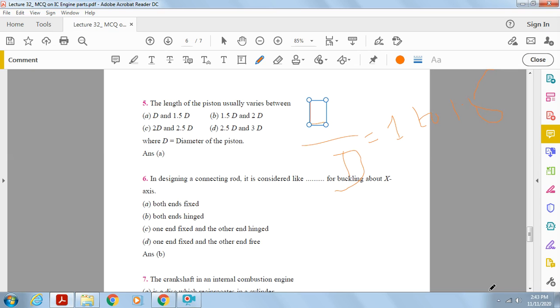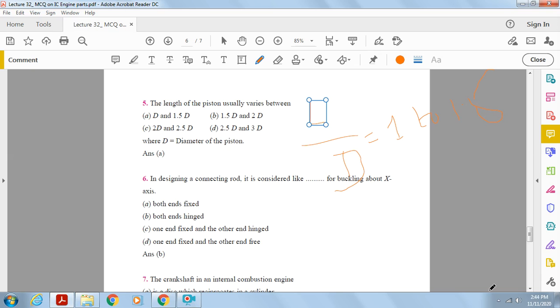Question 6. In designing a connecting rod, it is considered like dash dash dash for buckling about x-axis. Option A, both ends fixed. Option B, both ends hinged. Option C, one end fixed, other end hinged. Option D, one end fixed, other end free.